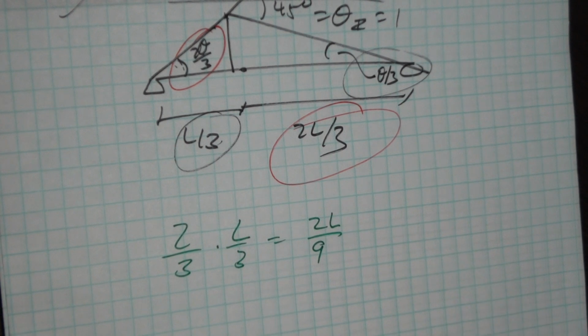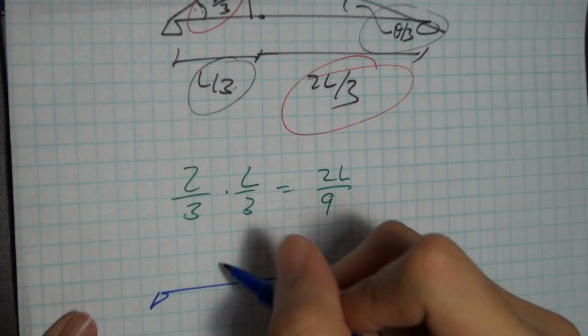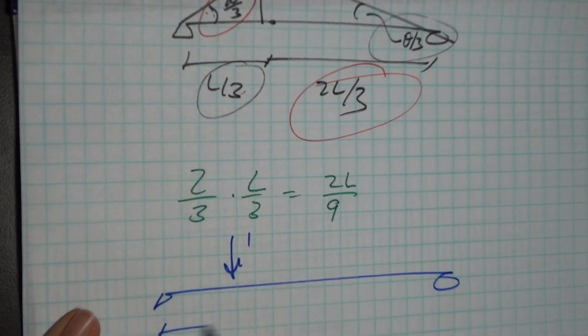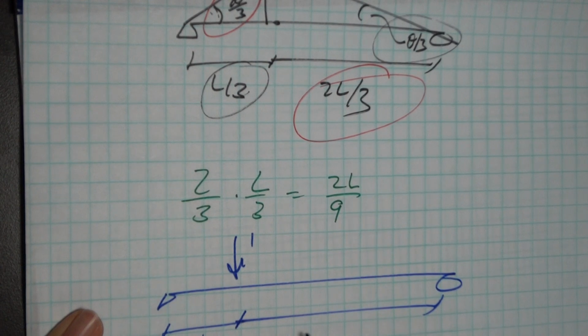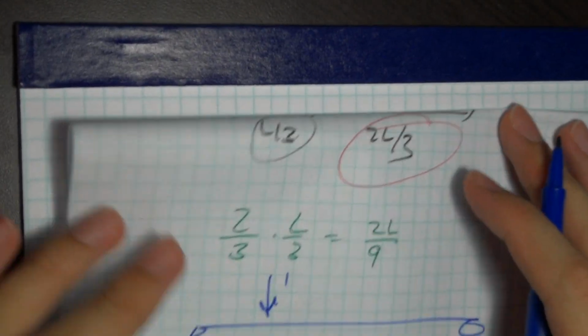And this is very easy to prove. Just draw your normal moment diagram. Put a unit load of 1 here. Say this is L on 3, this is 2L on 3. I really need to get a bigger desk. This is very unfortunate.